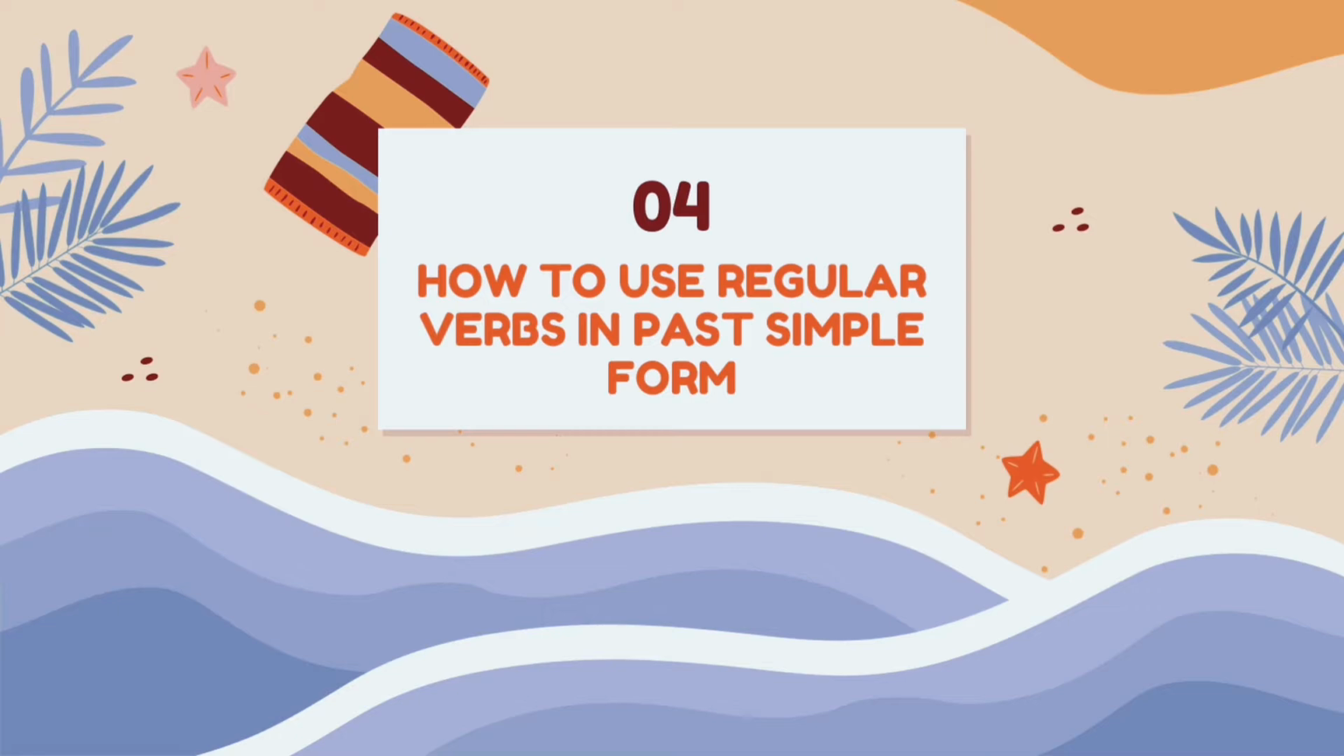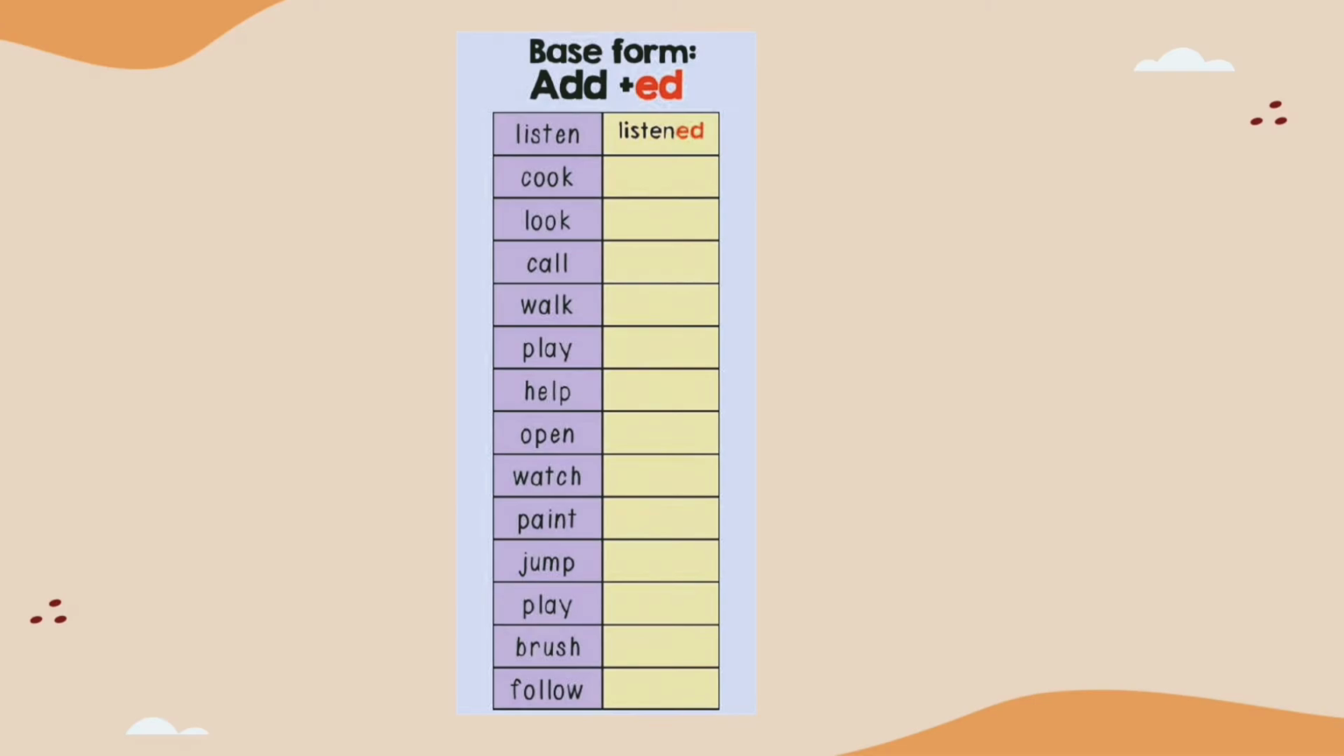Topic 4. How to use regular verbs in past simple form. Let's start with the basic, base form, and add ed at the end of the word. As you can see from the example, listen becomes listened. Shall we try a few more? The word cook. Add ed, maintain the word, and it will turn into past simple, that is cooked. C-O-O-K-E-D. Cooked.